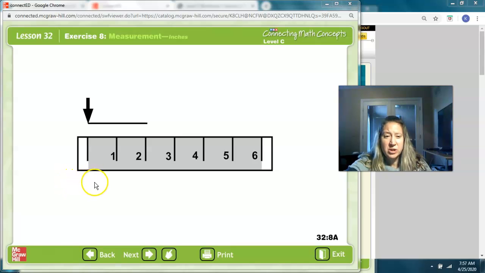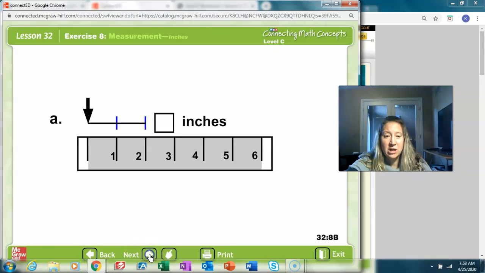Okay, so I just want to show you how you would line the ruler up against the line. So the arrow is the start of my line, and then the line extends to here. Your arrow should be in line with the first line here, which is the 0. Okay, so that's how you line it up.